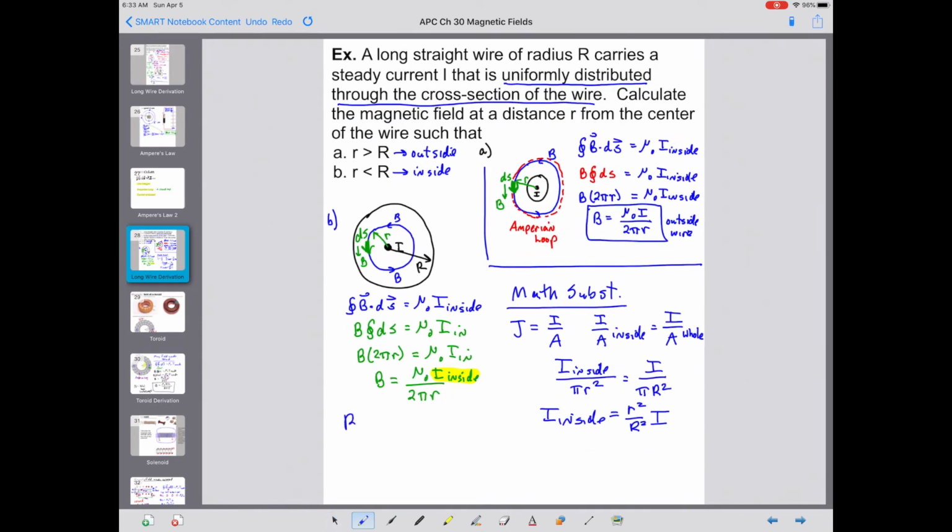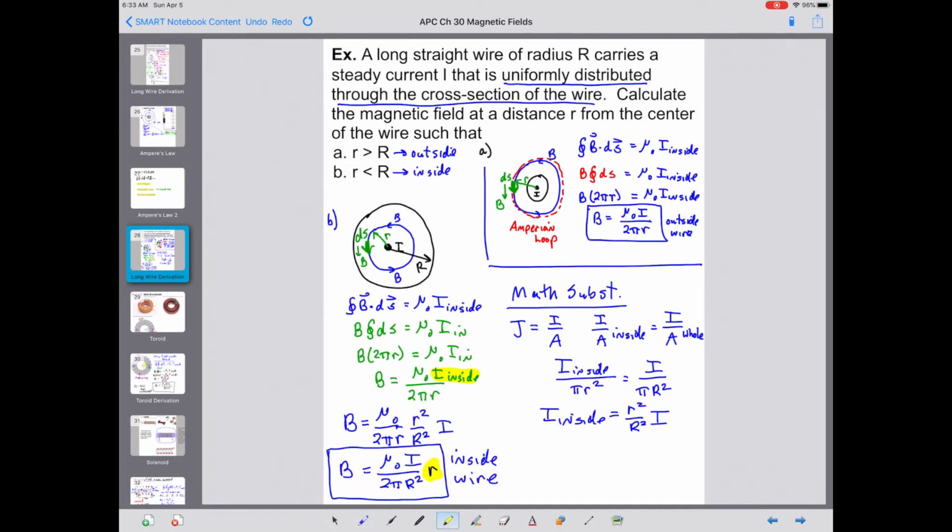Bringing that result back over here to the side, I'm going to get B is equal to mu naught over 2 pi little r times little r squared over big R squared times I. One of our little r's is going to divide out, and I'm going to get mu naught I over 2 pi capital R squared. And then I have this little r hanging out here. This is our equation for the field inside a wire.